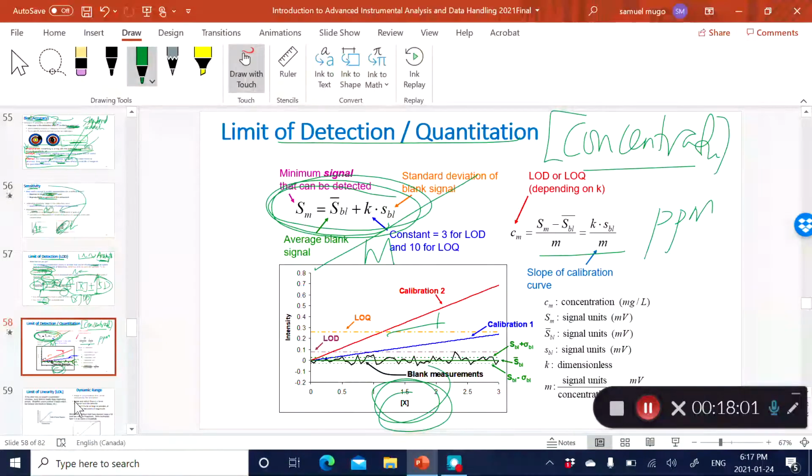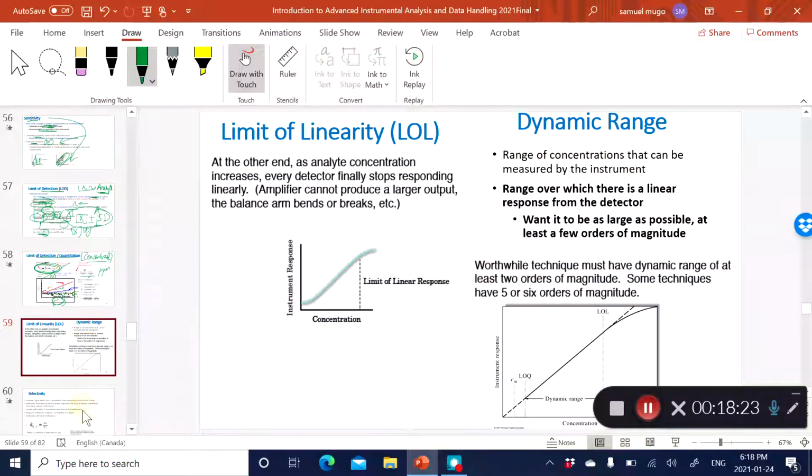So if I ask you to determine the concentration limit of detection, make sure you divide the signal limit of detection by the slope. And it's the same with the LOQ. The signal LOQ divided by the slope gives you the concentration limit of quantification.